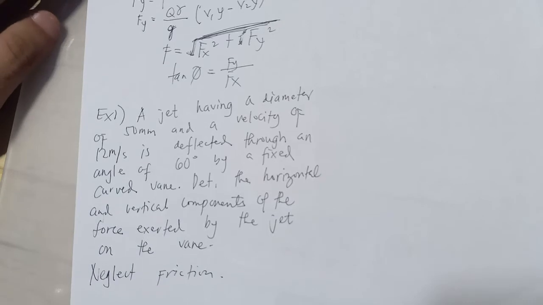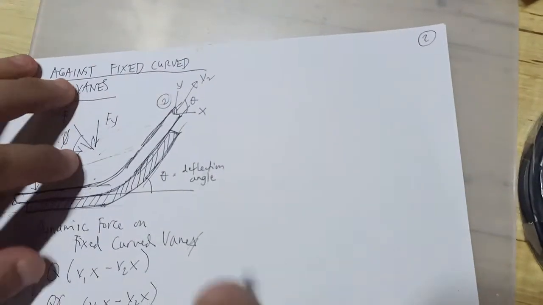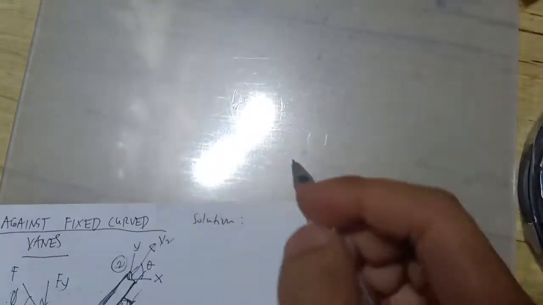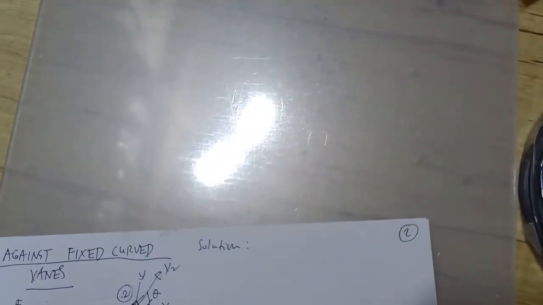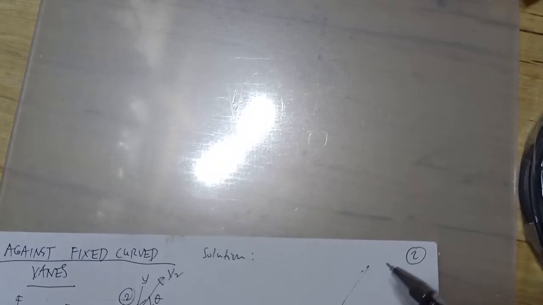The example: a jet having a diameter of 15 mm and a velocity of 12 meters per second is deflected through an angle of 60 degrees by a fixed curved vane. Determine the horizontal and vertical components of the force exerted by the jet on the vane. Neglect friction. So the solution is, first things first, again and again, draw for illustration.